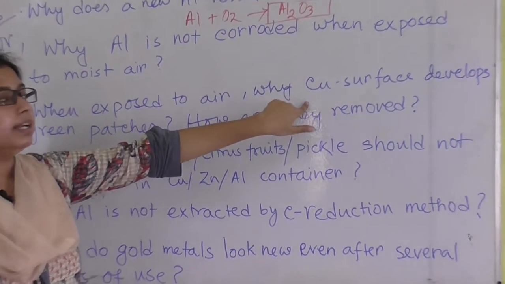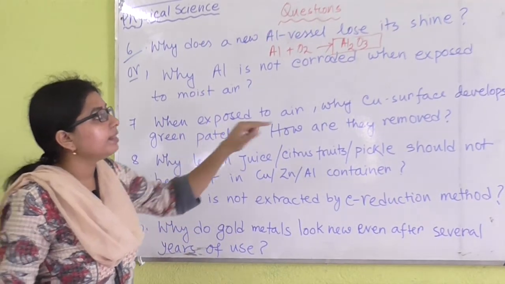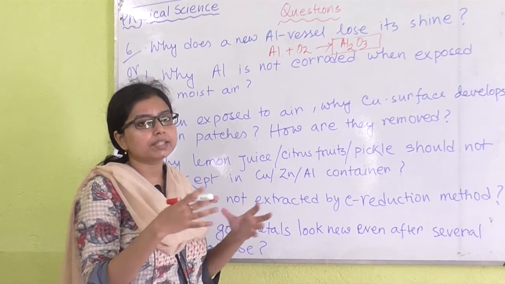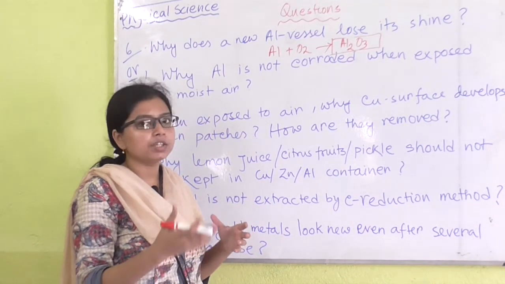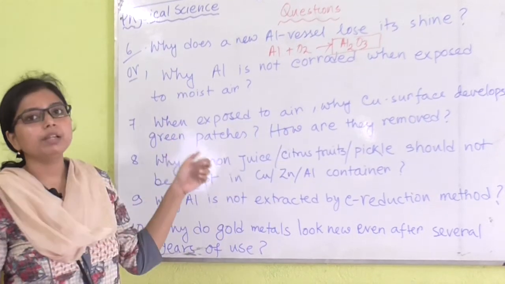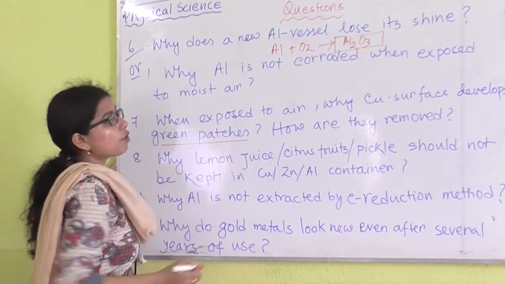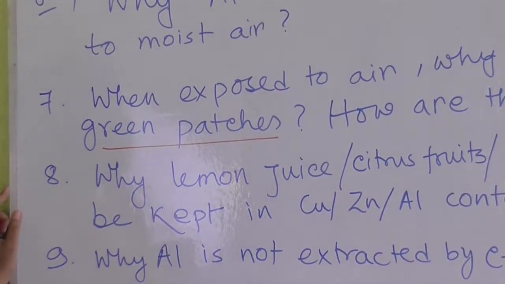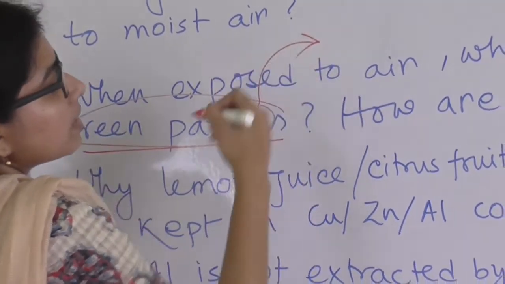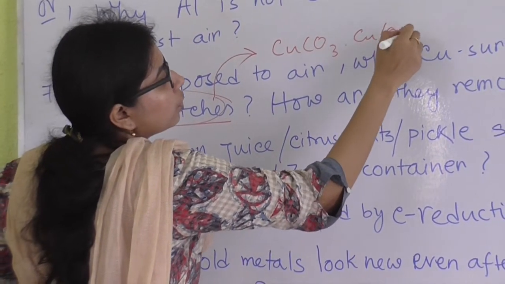Now in case of copper, as copper is in the lower position of the electrochemical series, it is very much less reactive. That is why in the presence of atmospheric oxygen or moisture for a prolonged period of time, only then will green patches form over the metal surface. The green patches are formed due to the formation of basic copper carbonate. Okay, basic copper carbonate. So these green patches are patches of CuCO3·Cu(OH)2.